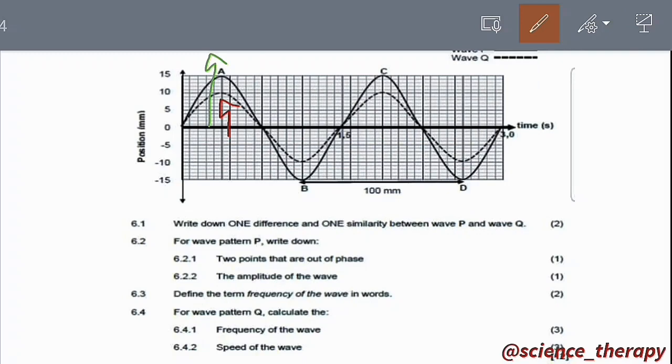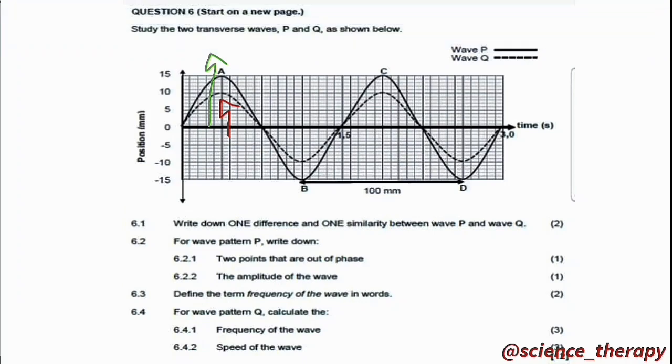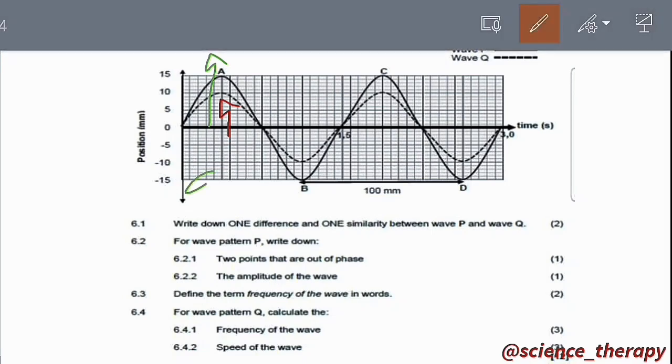But what about wave Q? The maximum displacement from rest position is only 10 millimeter. Now, what is that? We define it as what? The amplitude. So remember, amplitude is the maximum displacement from rest position. So we can say what is different here is the amplitudes of the two waves.